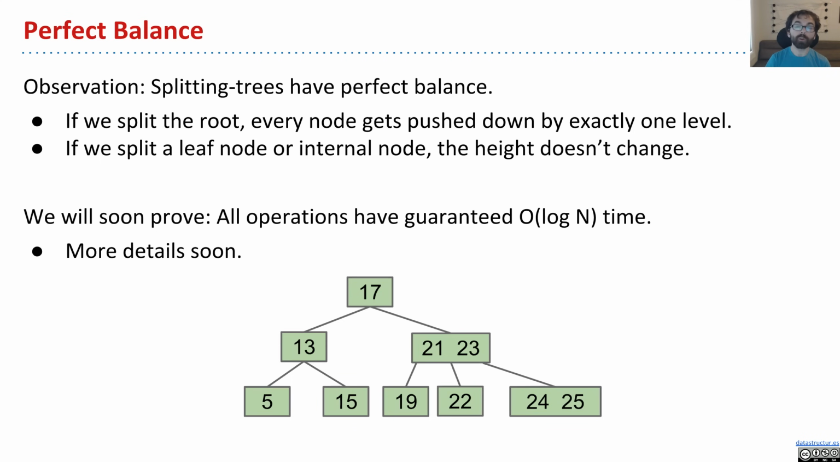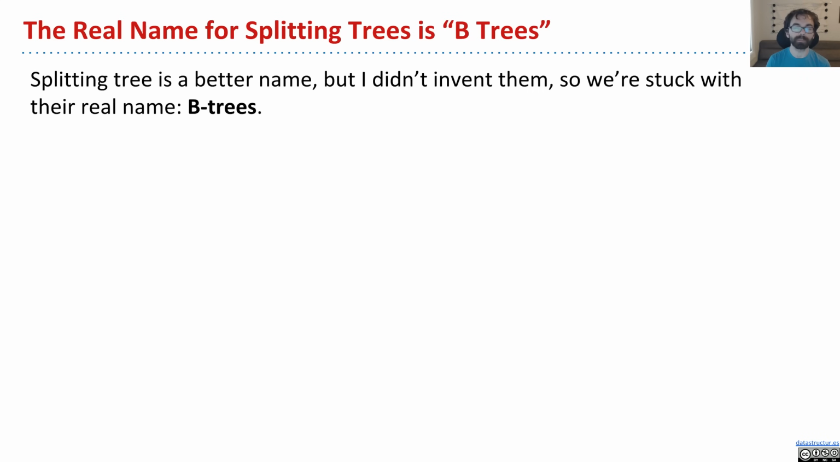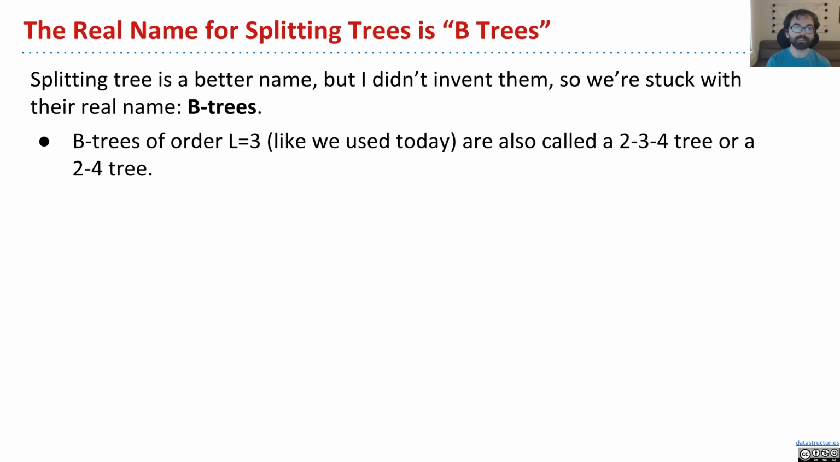Okay, so before we do the analysis, let's talk a little bit about terminology. And the name I would have used for these trees, I would have called them splitting trees. But I didn't create them, so we're stuck with the real name, which is B tree. Now a B tree can have different L values, the limits of how many items can go in each node. A B tree of order L equals 3, like we just used today, is also called a 2, 3, 4 tree, or sometimes a 2, 4 tree.